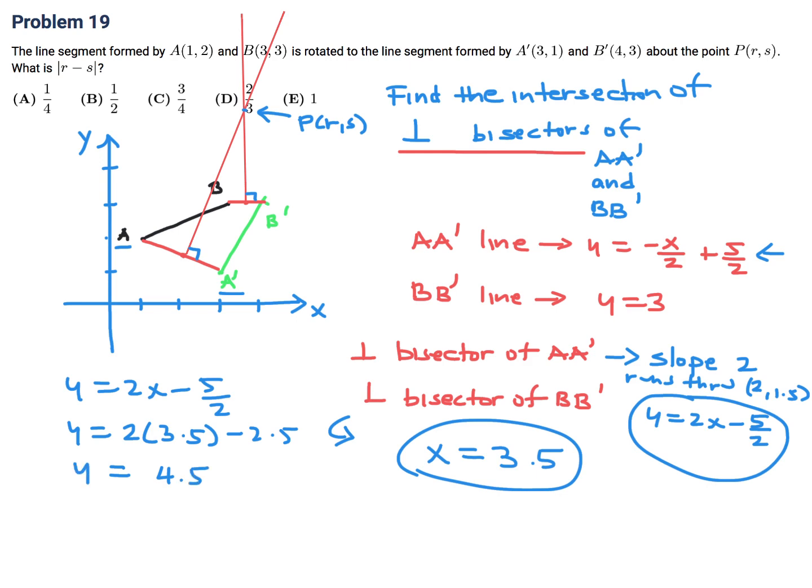So there you go. The point P(R,S) is basically R is 3.5, and S is 4.5. And therefore the absolute value of R minus S would be the absolute value of 4.5 minus 3.5, and that is equal to 1. And therefore the answer is E.